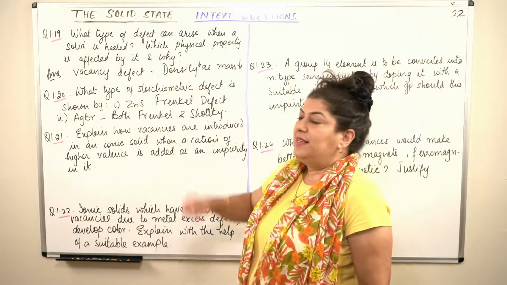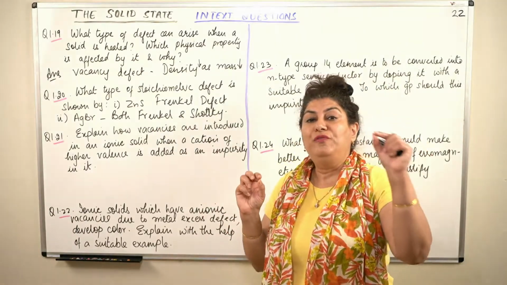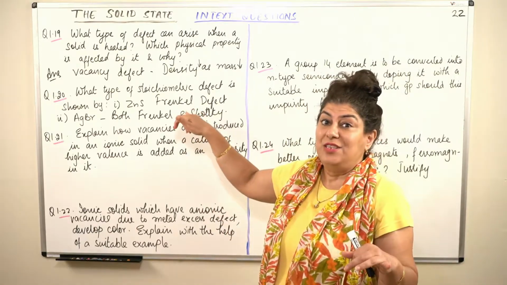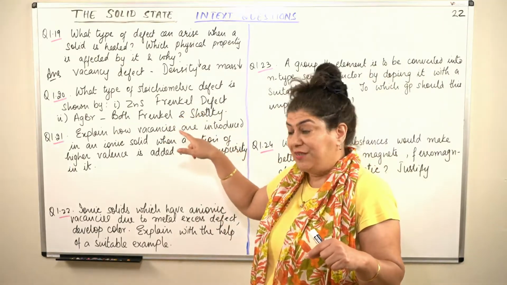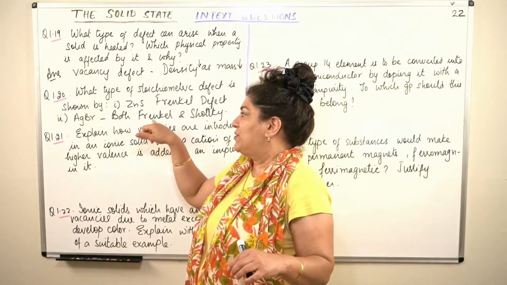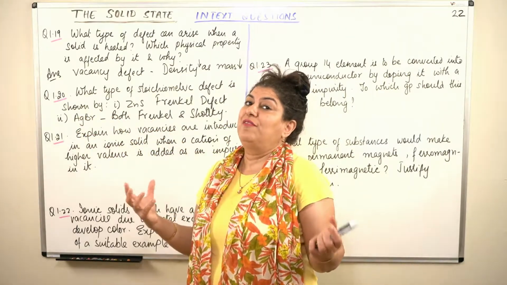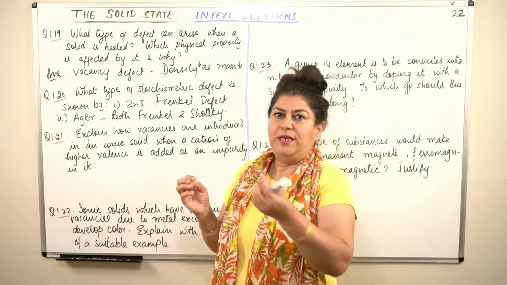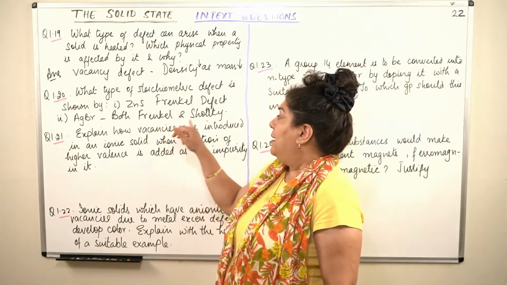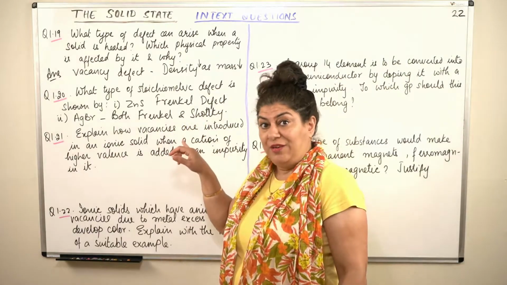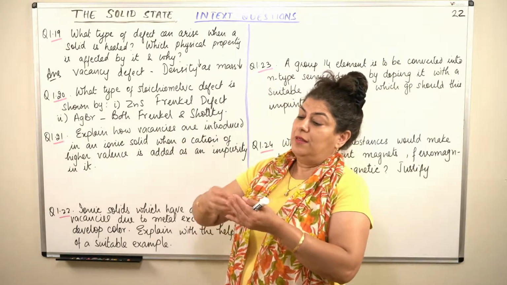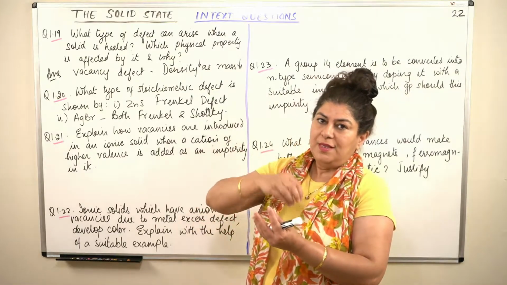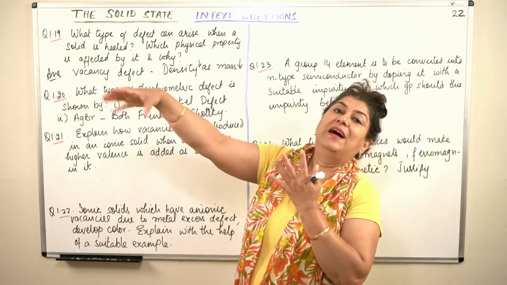In the case of Frenkel defect, zinc only moved from its place to an interstitial site, so it does not affect the density of the substance. Similarly, if there is Frenkel defect, the density of silver bromide will not be affected because silver only moved from its lattice point and occupied an interstitial site. But if it undergoes Schottky defect, the silver and bromide ions are completely missing.